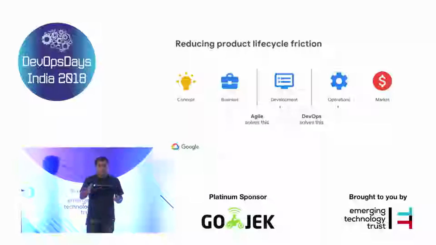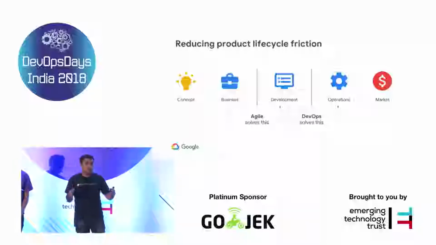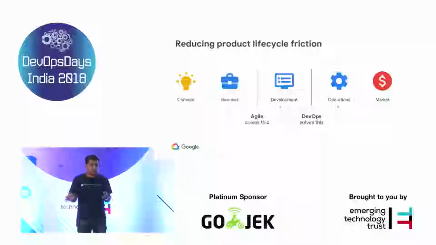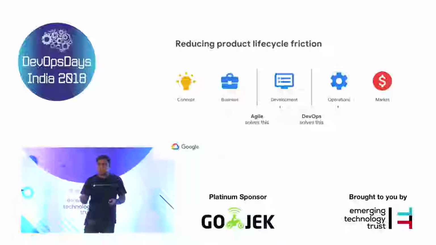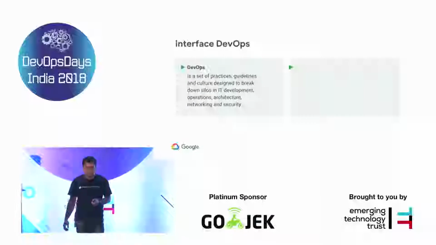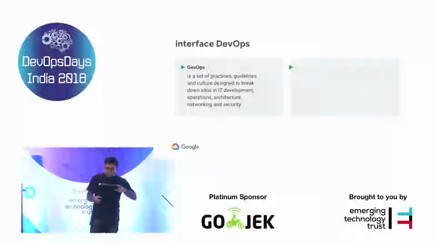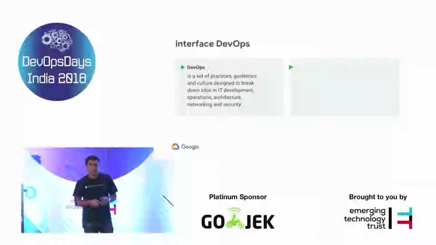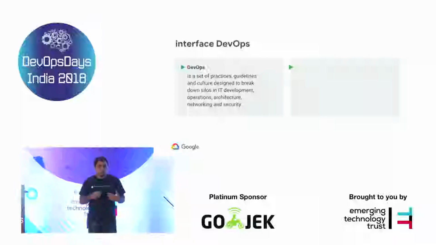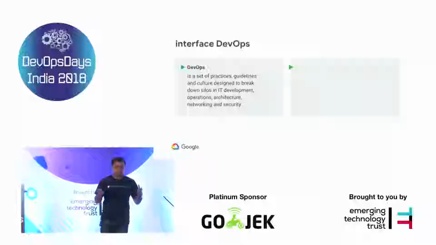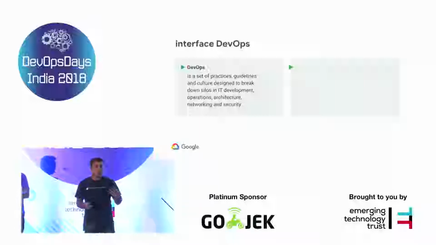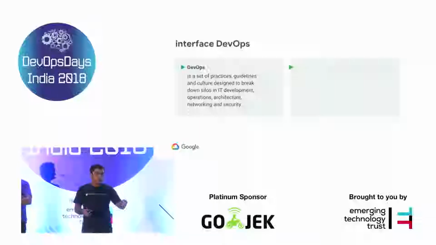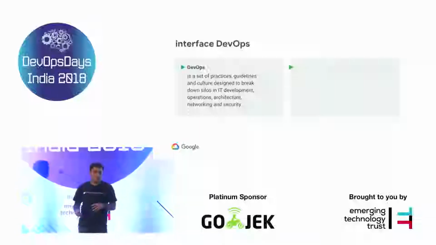So we'll see how we can have a better collaboration between the development and operations team and make sure that the overall cycle of releasing a product or a service is smooth. There are many definitions of DevOps. And what we at Google think DevOps means is basically a set of practices and guidelines which help reduce the silos across different teams, primarily the development, the operations, the systems, and all those teams.